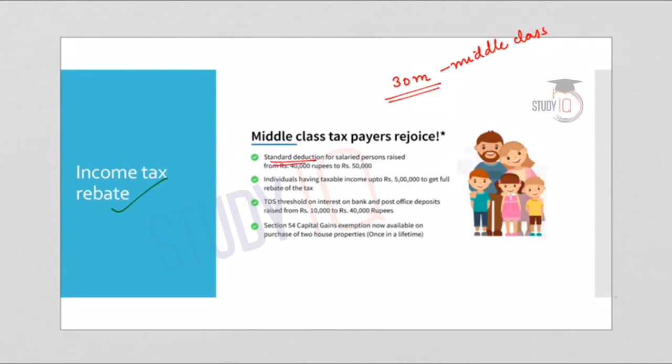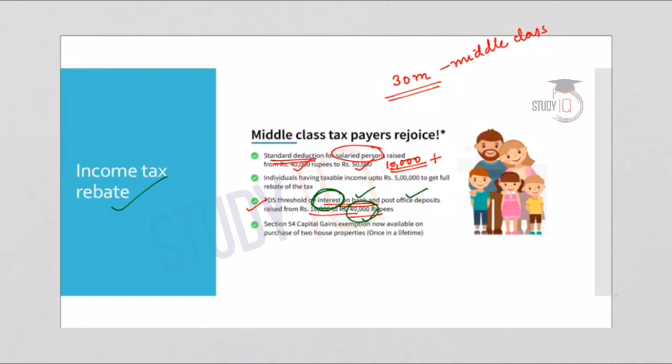Also, the standard deduction for salaried persons is raised from 40,000 to 50,000. So there is a 10,000 rupees increase in the standard deduction, and the threshold on interest on bank and post office deposits is raised from 10,000 to 40,000 rupees. That means if any savings are made in the bank or in the post offices, the interest that a person earns on those investments is exempt from income tax up to an amount of 40,000. Earlier it was only 10,000. So these announcements give relief to the middle class taxpayers comprising self-employed or small businesses, salaried persons, pensioners, etc.